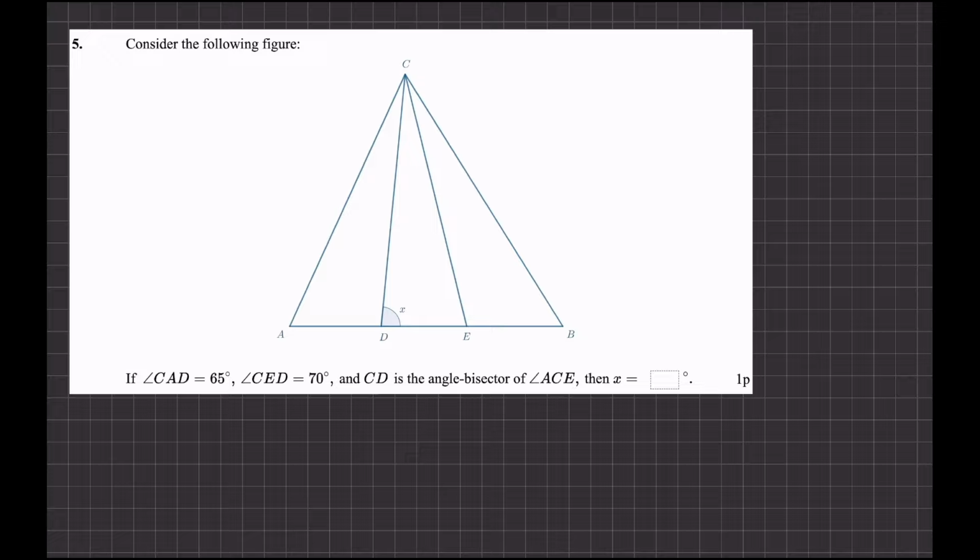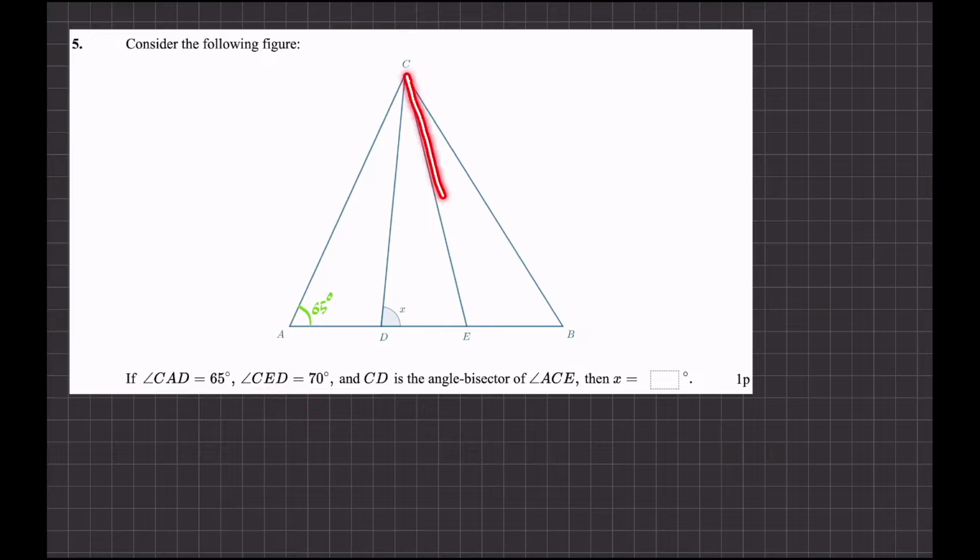Okay, question number 5. Consider the following figure. If angle CAD is 65 degrees. So where is angle CAD? CAD. So this is angle CAD, which is 65. So if you don't mind, let me write the information on the figure. This is very helpful if you want to solve these type of problems. Always do that. And the angle CED is 70 degrees.